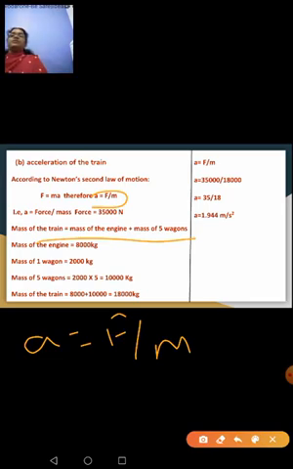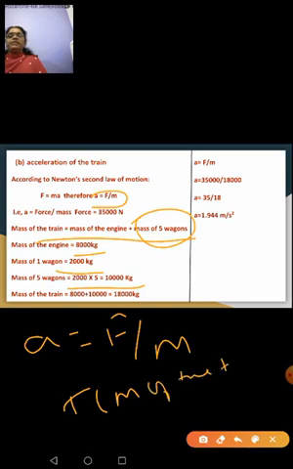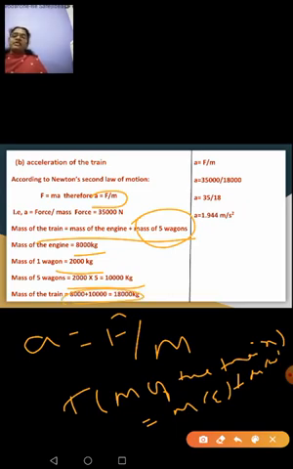See this formula here. The mass of the engine is already given in the question, 8000 kg. Mass of 5 wagons we have to calculate. Mass of one wagon in the question is given as 2000 kg. So the mass of 5 wagons will be 2000 into 5, which is equal to 10,000 kg. So the total mass of the train will be the mass of the engine plus the total mass of the wagons. That is your 8,000 plus 10,000, which is equal to 18,000 kg.